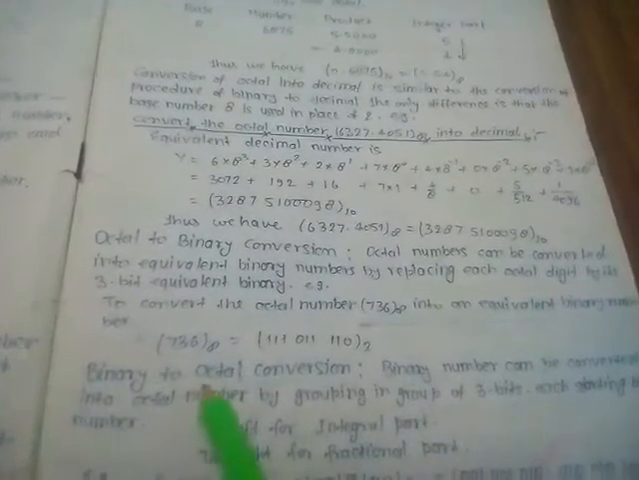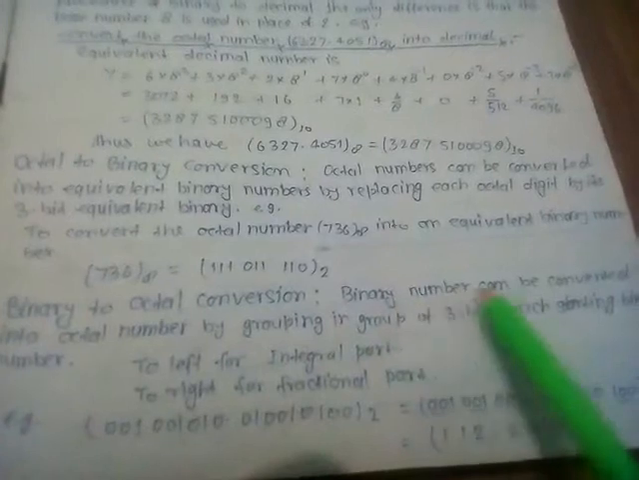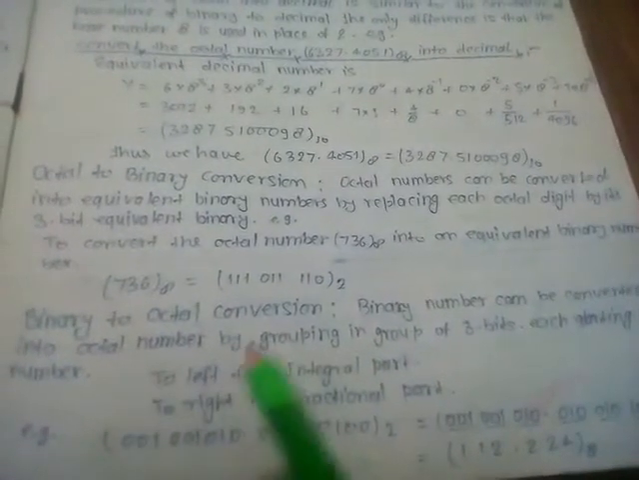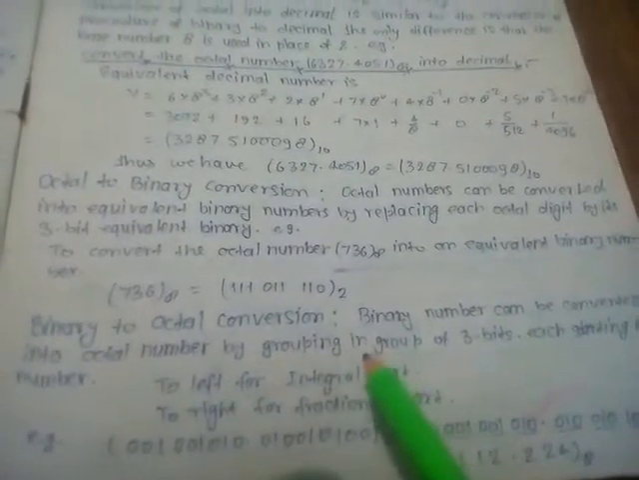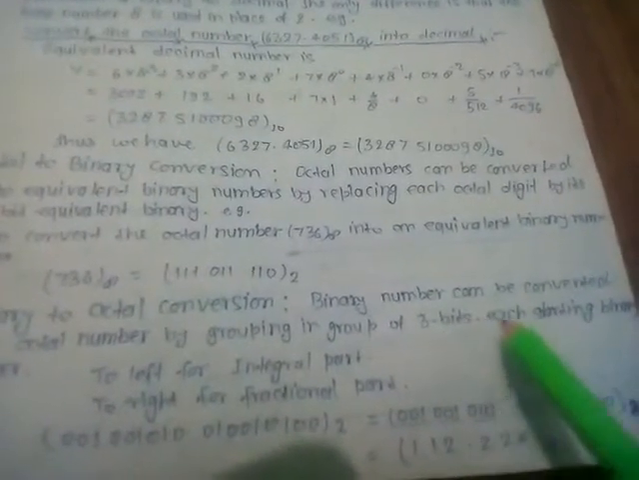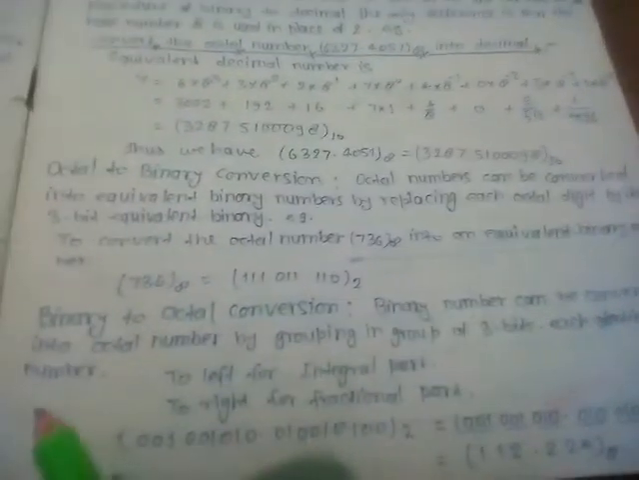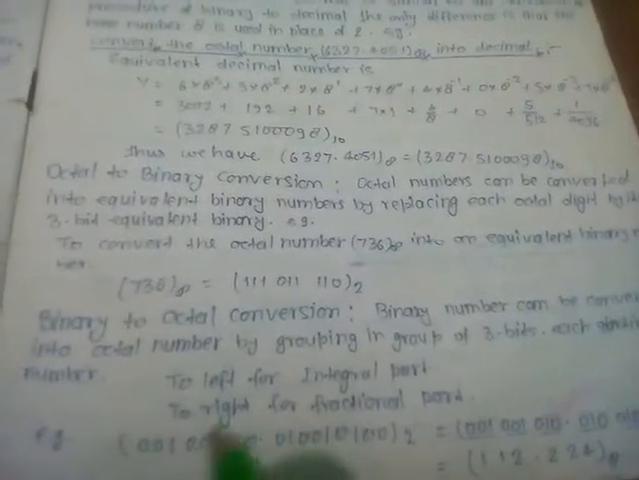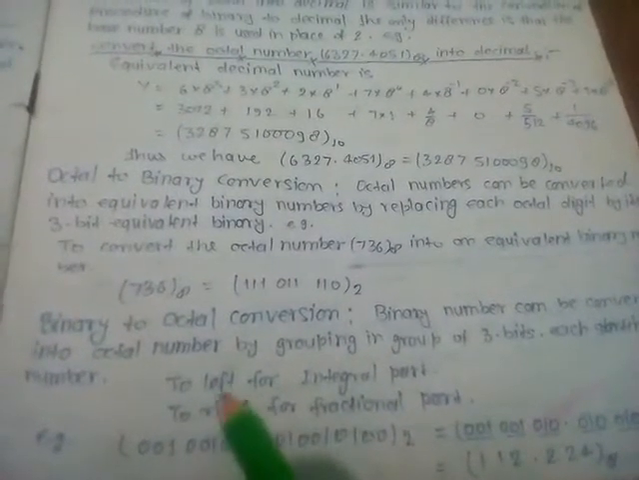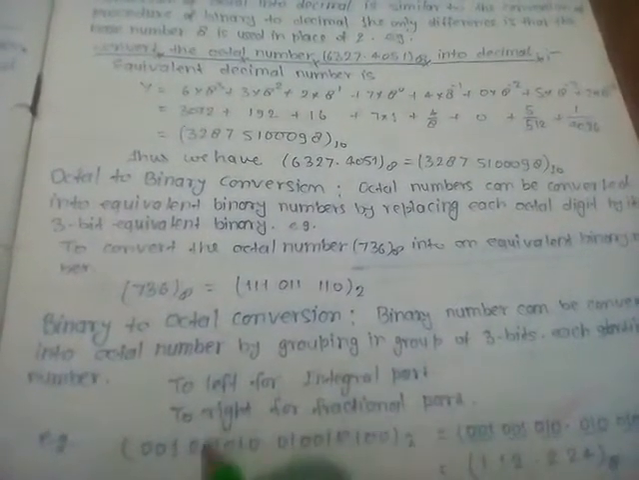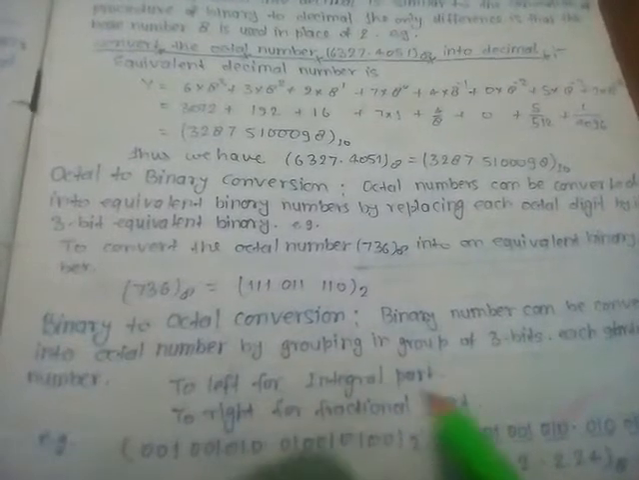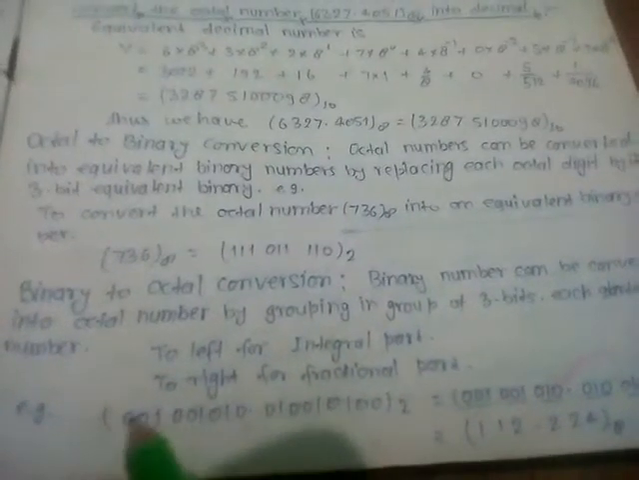Now let us see the binary to octal conversion. Let us see the rule. The binary numbers can be converted into octal numbers by grouping the binary bits in groups of 3, starting from the binary point: to the left for the integral part, to the right for the fractional part. Let us see the example.